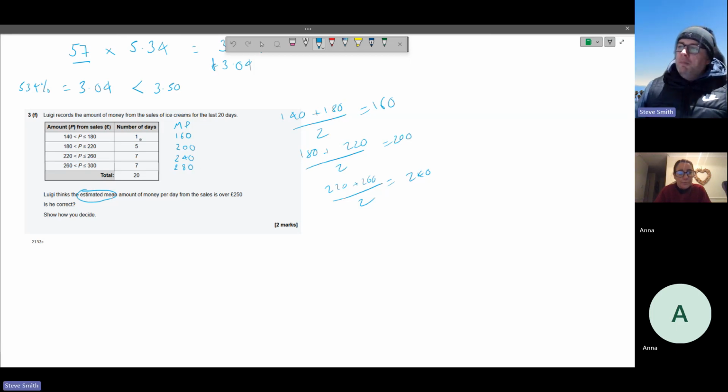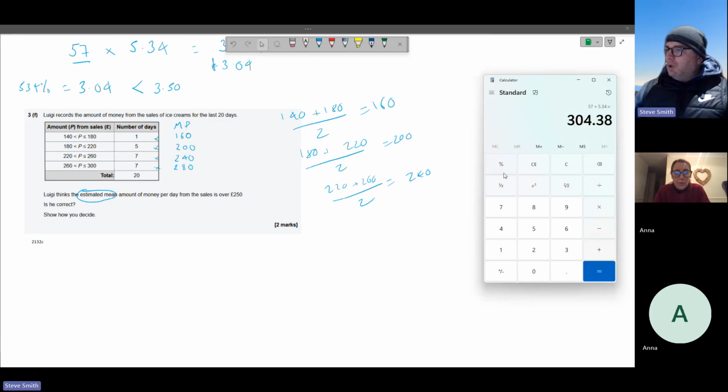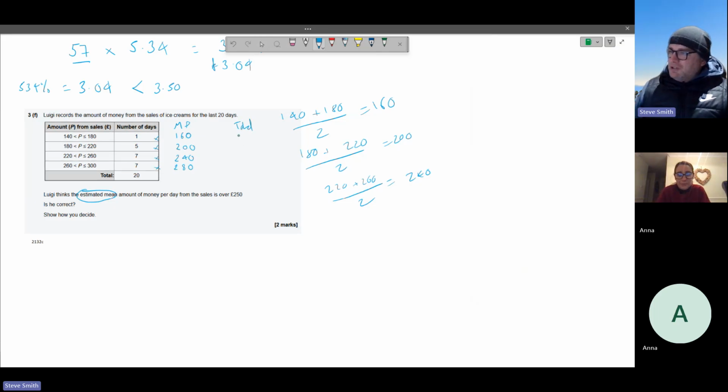So we now know the money he made, and then we're going to times it by the number of days he made that money. And then we've got our mean total, like you would on a normal mean average question. Oh no, we're timesing it. Right, 160 times 1, I can do that in my head. So 160 times 1 is 160. 5 times 200 is 1,000.